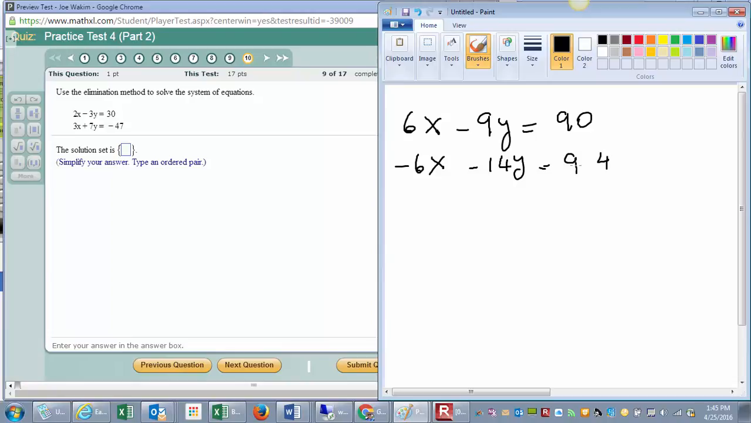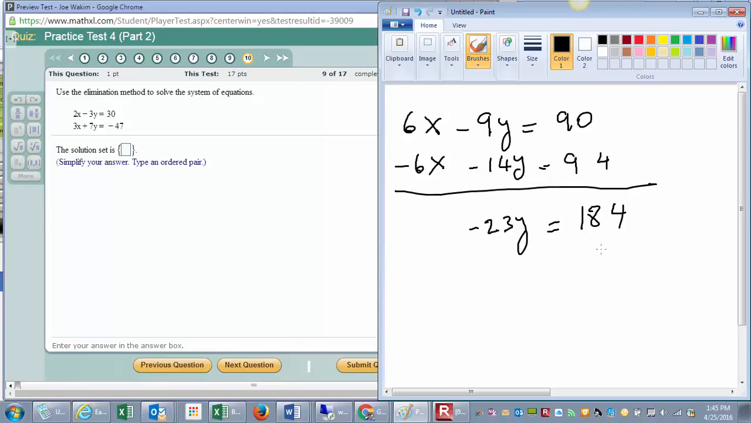94. 2 times 7, 14. 2 times 4, 8. And 1, 9. Again, it is plus because we're multiplying by negative. Now let's add. So these will cancel. Negative 9 and negative 14. 6 and 3. That would be negative 23y. And here both of them are positive. So 90, 184.